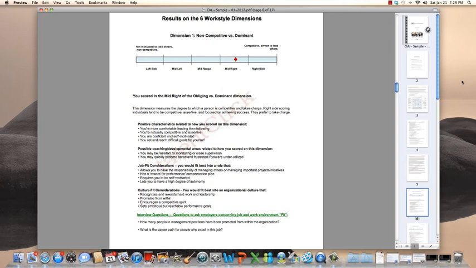This area is non-competitive versus dominant. These results measure how much you prefer to lead or manage others, or are driven to lead others. Everyone scores somewhere between the right and left side. People who score in the middle are non-competitive, and neither side is better or worse.